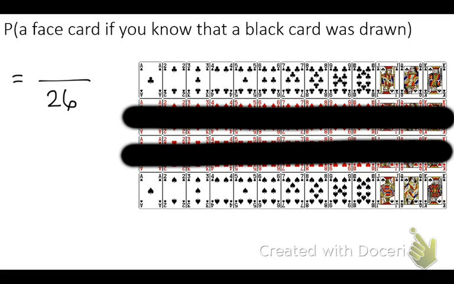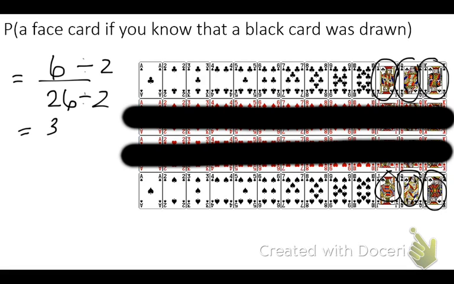So the next question is, what's the probability that I'm going to get a face card? So let me see how many face cards I have not crossed out yet. So there are 1, 2, 3, 4, 5, 6. So the probability of drawing a face card would be 6 out of 26, given that I already drew a black card. Now 6 out of 26, I can divide both of those by 2. 6 divided by 2 is 3. 26 divided by 2 is 13. So the probability of drawing a face card, knowing that I already drew a black card, was 3 out of 13.